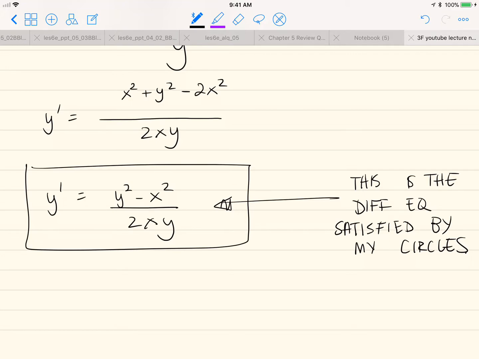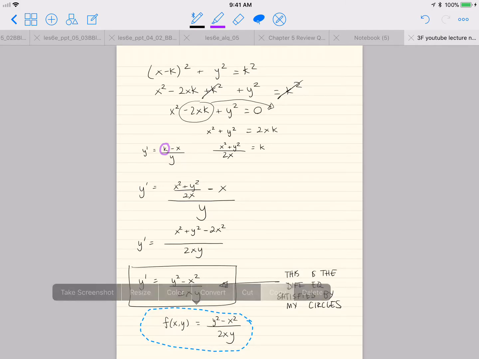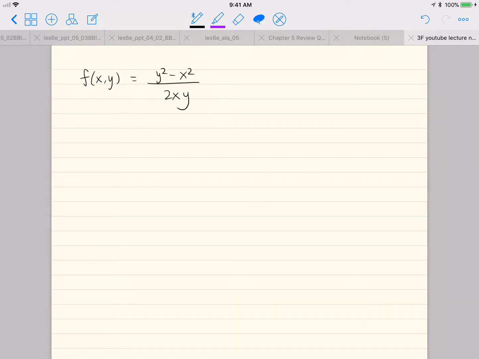Step 2. So my f of x y is going to be y squared minus x squared over 2xy. So my next step is going to be to solve my brand new differential equation, right? And how do I get my brand new differential equation?